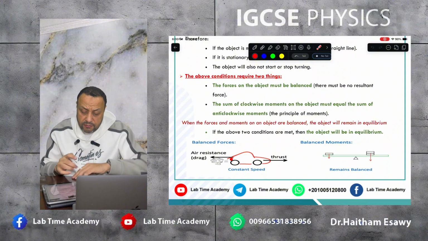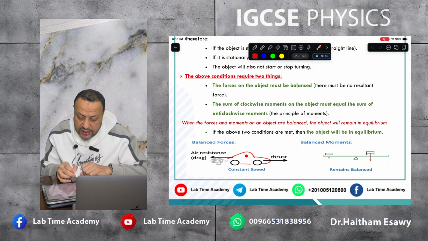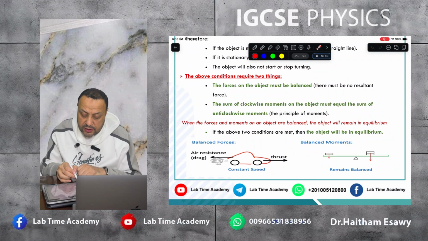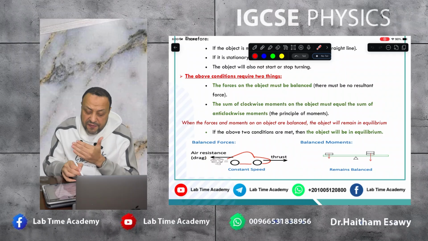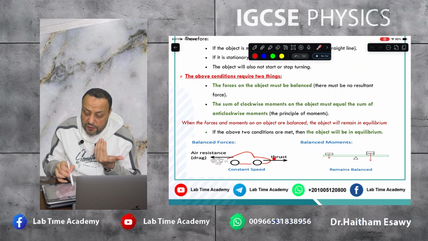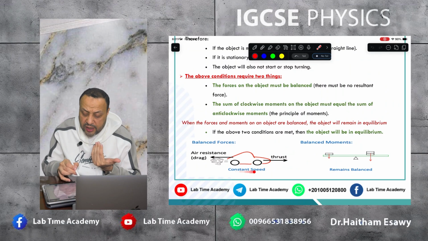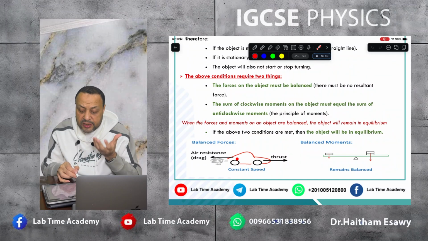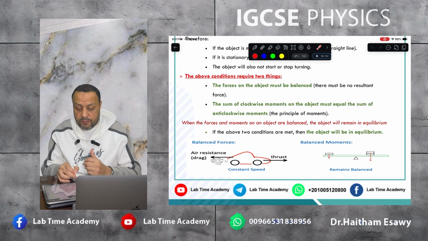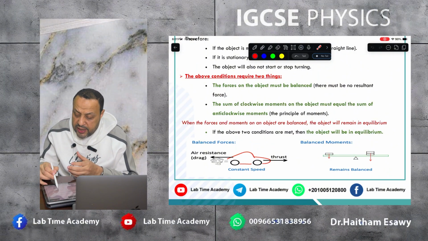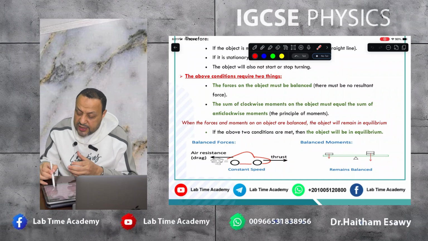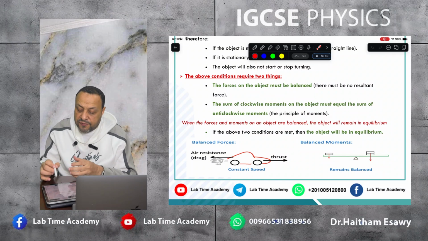For example, if we have this car, as you see, this car moves with a constant speed. So we have two forces affect this car. We have thrust force and we have air resistance or drag. These two forces equal to each other. So the car moves with a constant speed. So now the car is in equilibrium. And also here we have this seesaw. As you see, we have the clockwise moments equal to total anti-clockwise moments. So that it will remain balanced. So this will be the balanced moments as you see in front of you.